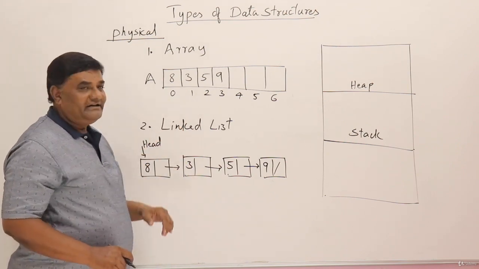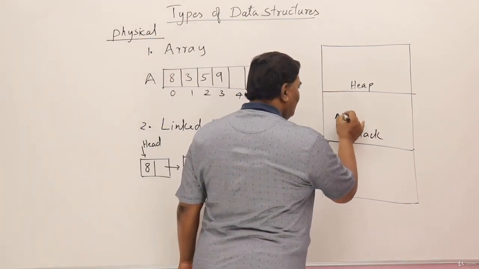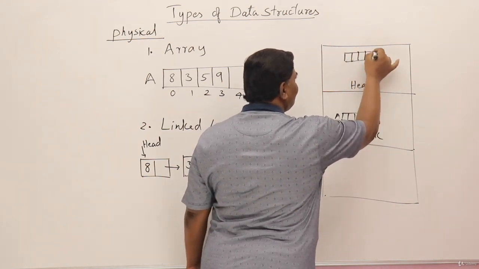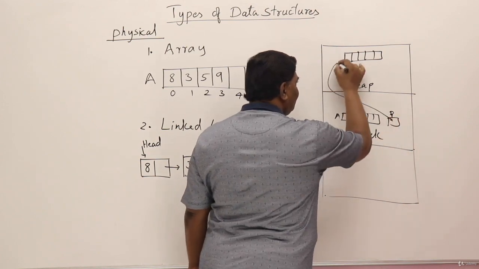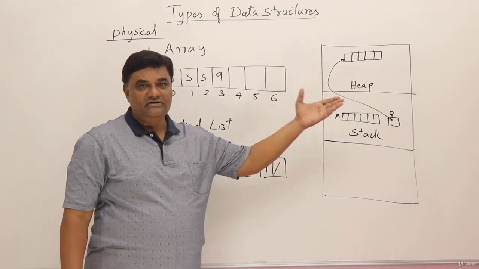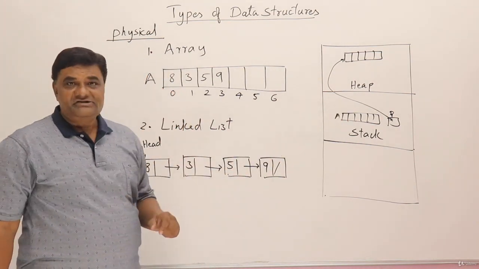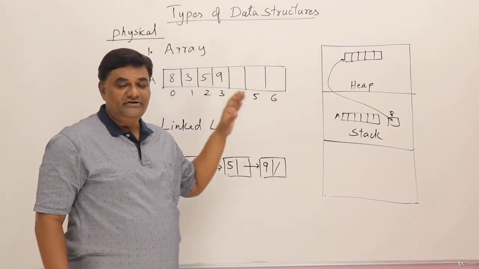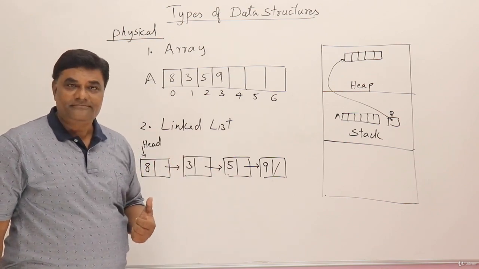Where can this array be created? An array can be created either inside the stack or it can be created inside the heap. We can have a pointer pointing to this array. So an array can be created either inside the stack or inside the heap. Anywhere it can be created. When to use this data structure? When you are sure what is the maximum number of elements that you are going to store. If you know the length of the list, then you can go for an array.